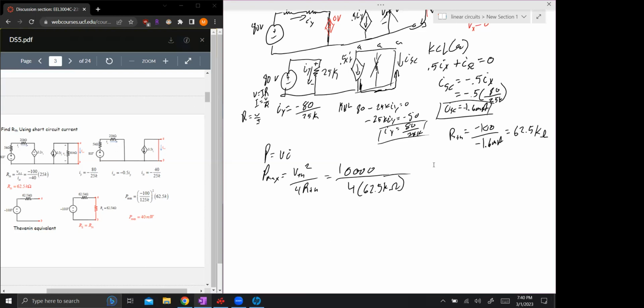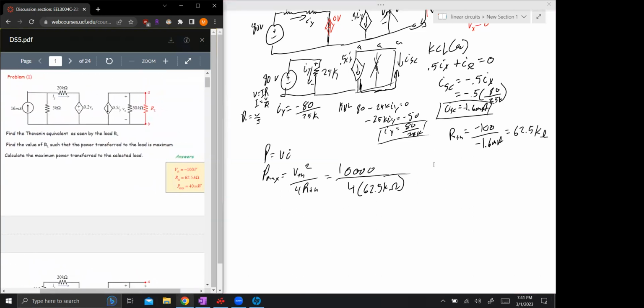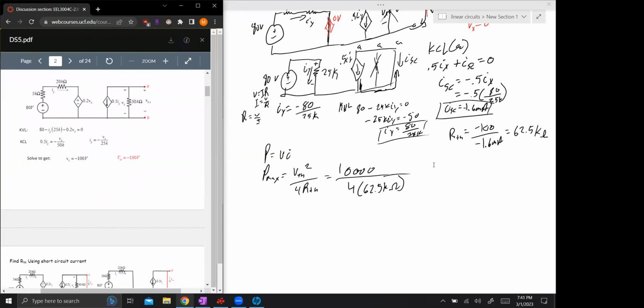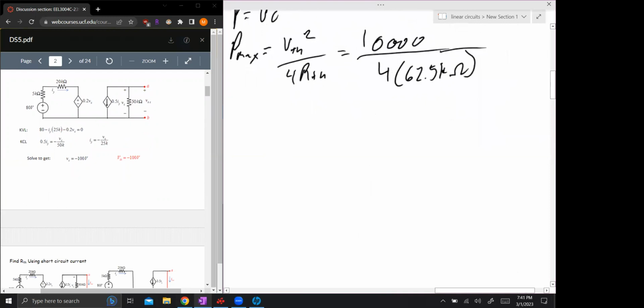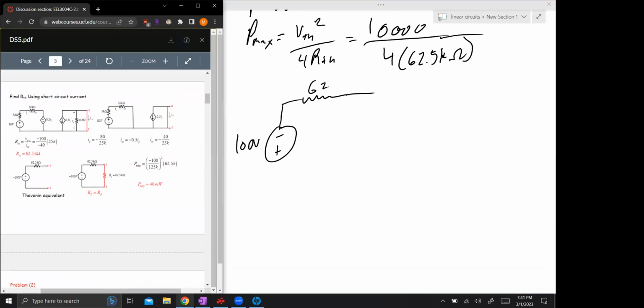That is negative 100 over. Oh wait, do they want the power of a specific resistor? Yeah, the maximum load power to the selected load. Okay, so I think I know what it is. If we want to keep it as 100 volts positive, then this is going to have 62.5, or 60.5 kilo ohms.